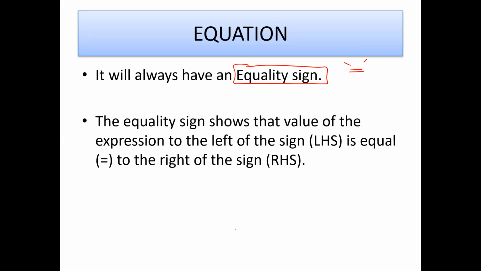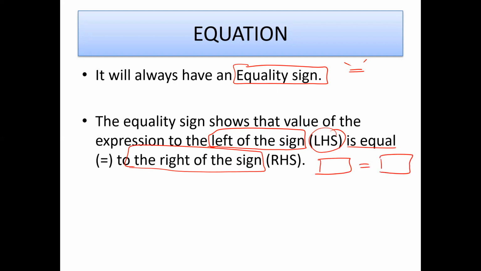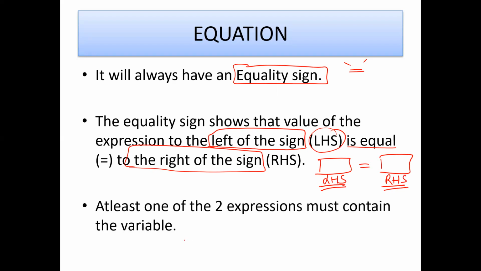The equality sign shows that the value of the expression to the left of the sign, that is LHS, is equal to the right of the sign. That means if we are saying something is equal to something, then the left of the sign will be termed as the left hand side, which is equal to the right hand side, and at least one of the two expressions must contain a variable.